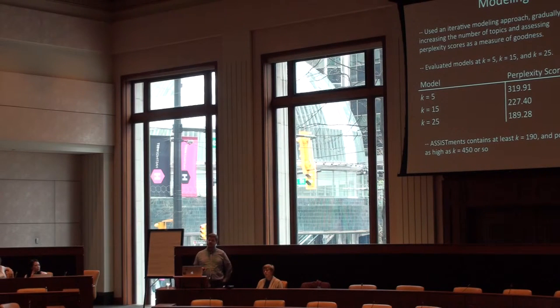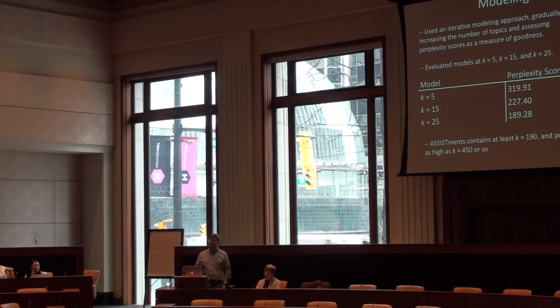So for the modeling approach itself, we used an iterative modeling approach where we assumed one latent topic, then we assumed two latent topics, then we assumed three latent topics, and we assessed perplexity scores between those models as our measure of relational goodness to one another. So perplexity scores are roughly similar to something like a Bayesian information criterion or a Cohen's Kappa when we're doing other modeling. It's the degree to which a model is able to successfully predict word usage in a left out test set. So a lower perplexity score is going to be indicative of higher predictive capacity and better overall model fit.